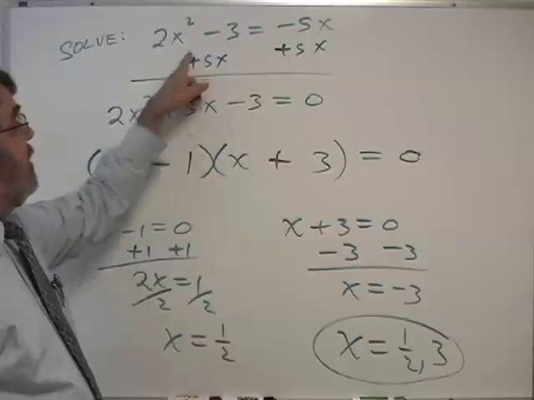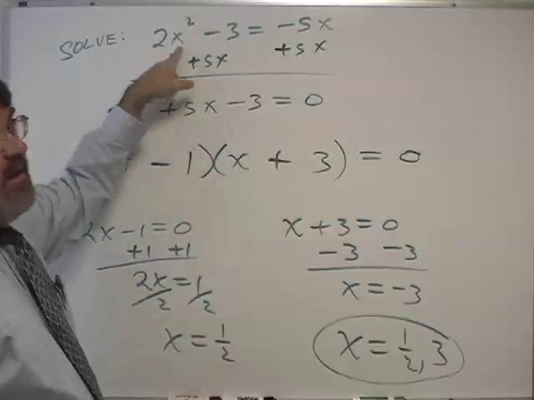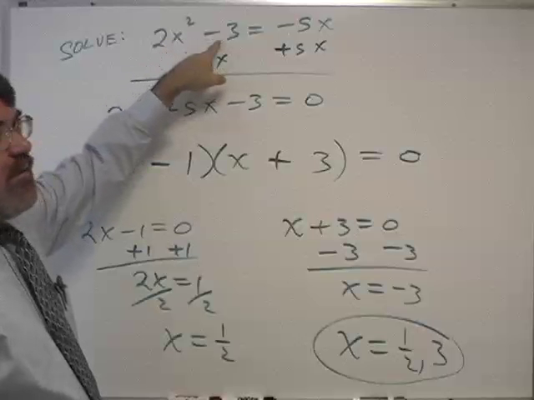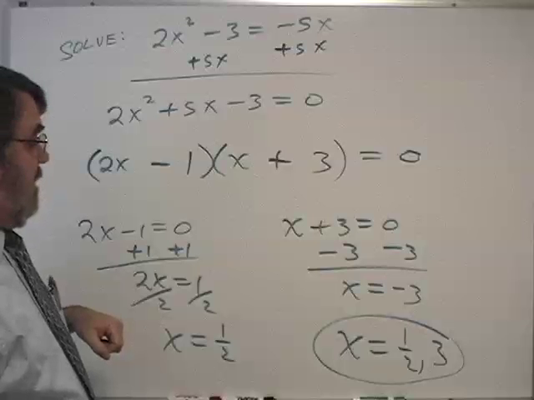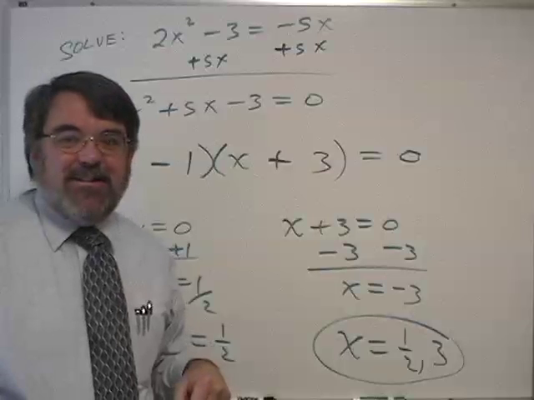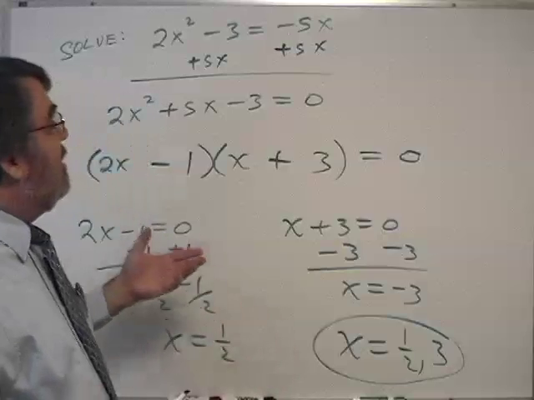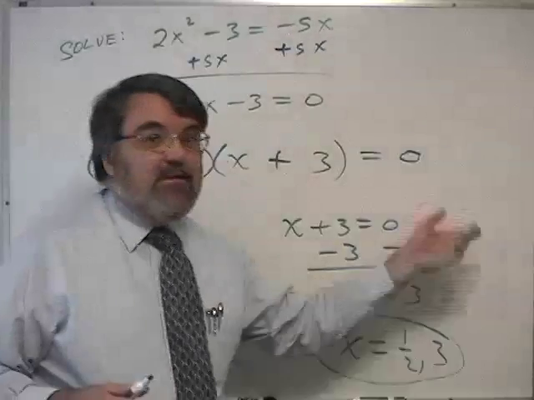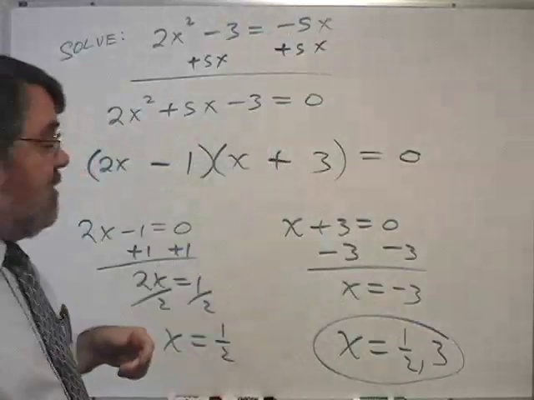These do check in the original problem. For example, 3. If I put 3 up here, this would be 3 squared is 9. 2 times 9 is 18. 18 minus 3 is 15. And, oops, I made a mistake, didn't I? I didn't do that intentionally, but when you make a mistake and check your answer, then you're going to find that most likely you made a mistake.